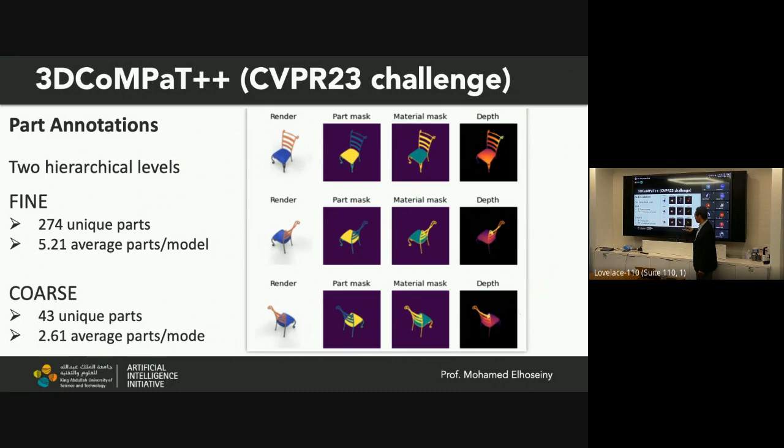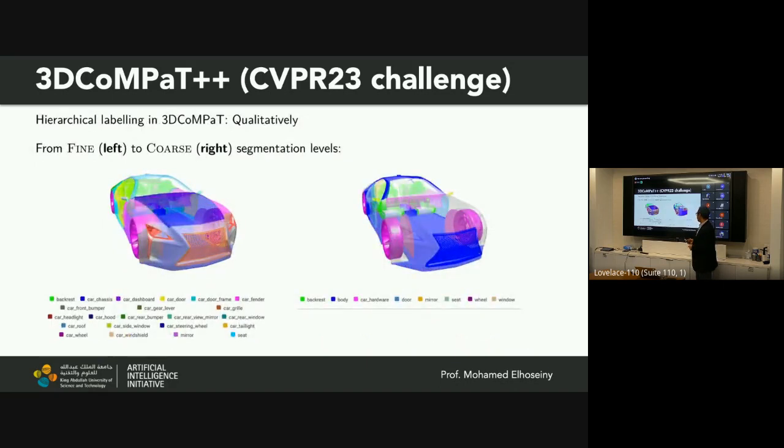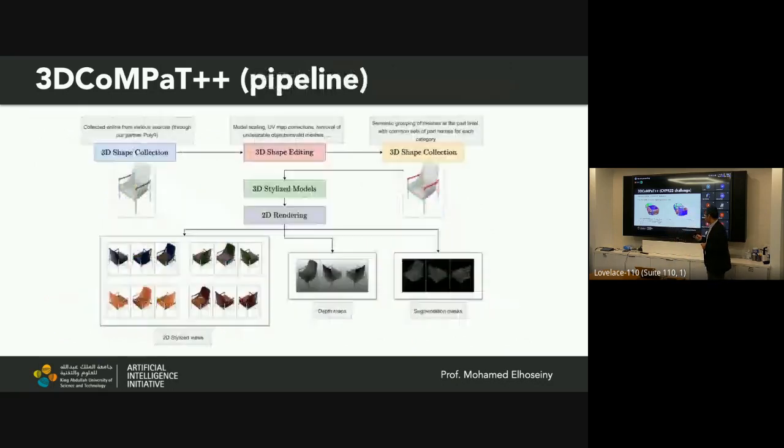We have two hierarchical levels of part annotations, fine and coarse: 274 unique parts, and 5.21 average parts per model for the fine category, and 2.6 for coarse. To clarify what that means, this is, for example, the fine category versus the coarse category for the chair. You can see this level of parts is more of a higher level compared to the one on the left. And this is, for example, the car. You can see here it's only backrest, body, car hardware, door, mirror. And here it's more fine-grained, the car rear view mirror. You have more details if you are interested.